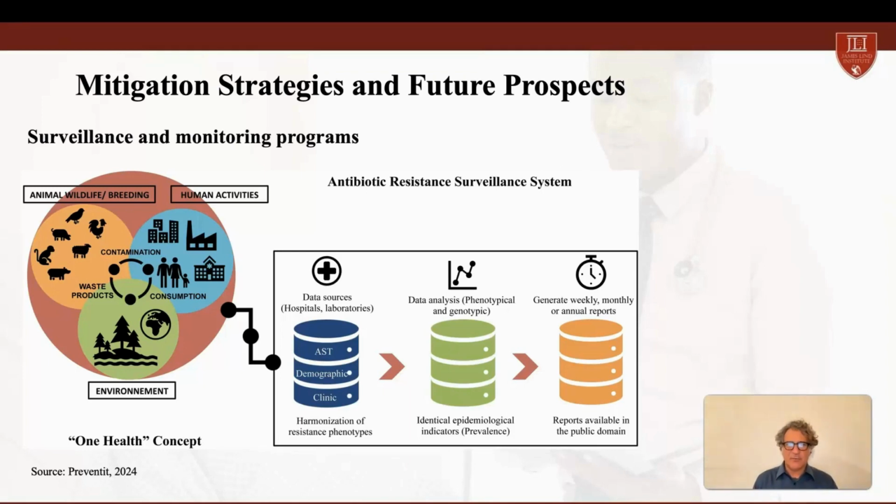Of course, the antibiotic resistance surveillance system is extremely important to collect, first of all, data sources from hospital laboratories, and also from the veterinary sector as well. The data analysis, of course, is extremely important because we can create indicators of prevalence or presence of some specific disease, and this can generate a weekly, monthly, and annual report to have an idea how, for example, the disease is spreading, which regions are affected, the percentage, for example, of the humans or animals that are affected, and so on.